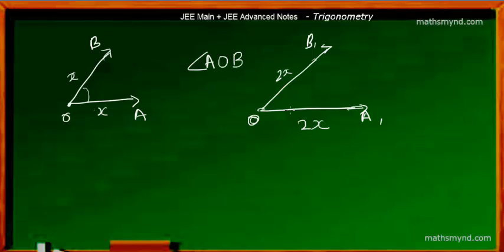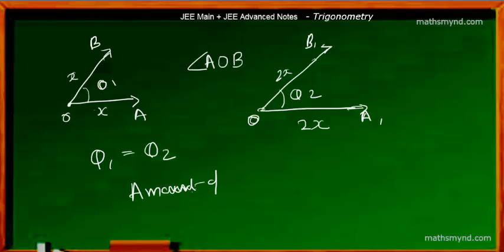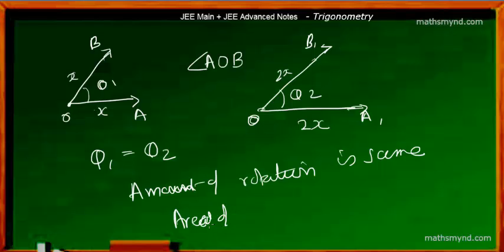Now the key point is that if this angle is theta 1 and this new angle is theta 2, then theta 1 is equal to theta 2 because the amount of rotation is the same. That's the key point. But also note that the area of that particular angle, that's the area covered by the rotation, is not the same. So if you're taking the area of theta 1, that is not equal to the area of that particular sector. So it's the angle measurement which is equal, but the area which is denoted by that particular angle is not the same, because we know that the distance of the ray has been altered. So that's a simple but a key point.